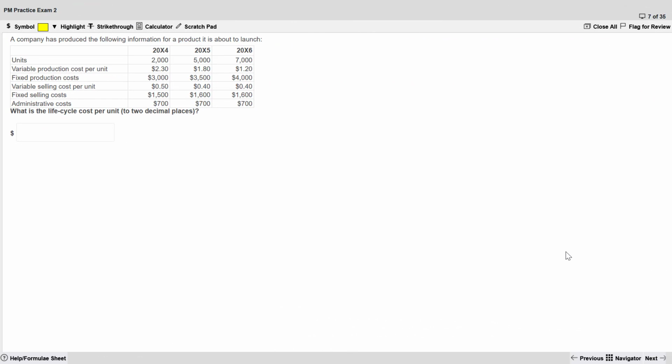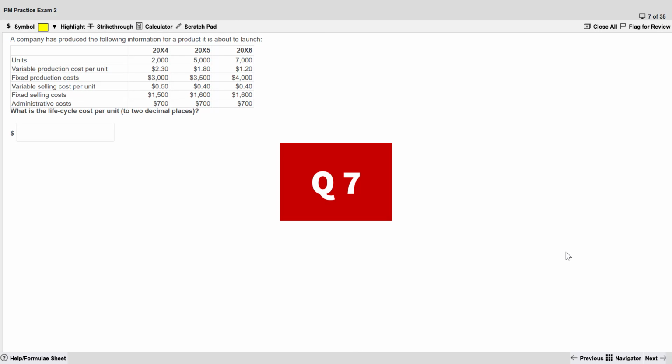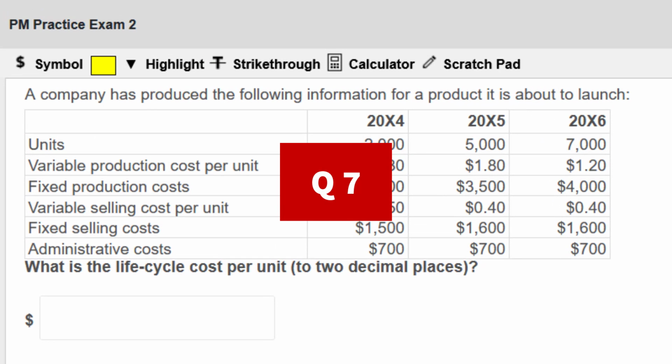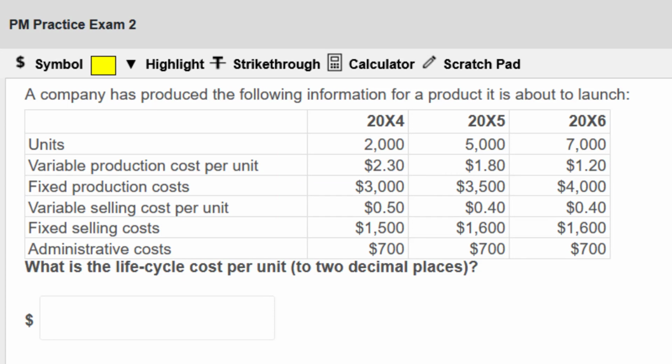Moving on to question 17. We read the question stem and we see life cycle cost per unit. So we want all of the costs associated with producing this unit from its inception to its retirement. Let's now look at the row headings. We've got number of units. That's going to help me get the variable costs. We've got variable costs. We've got fixed costs. We've got more variable costs. We've got more fixed costs and then more fixed admin costs.